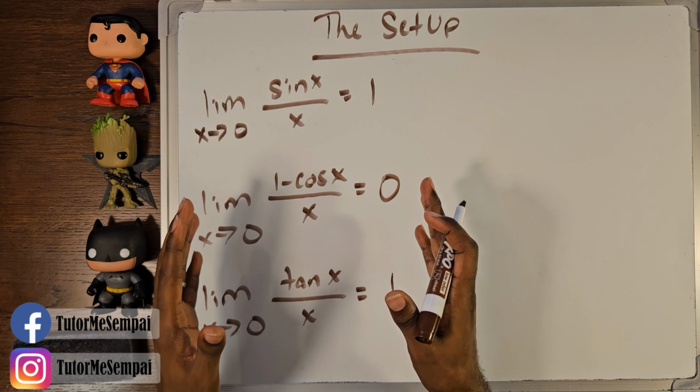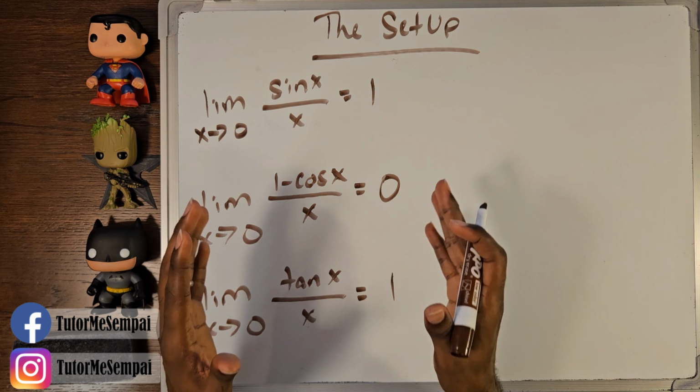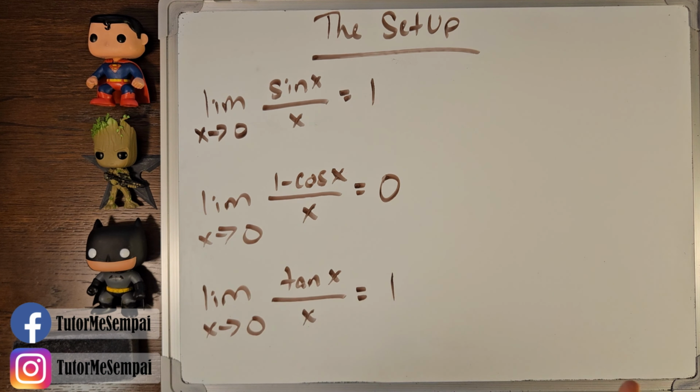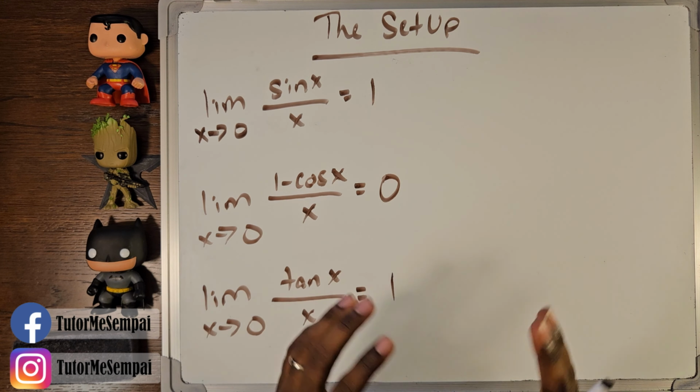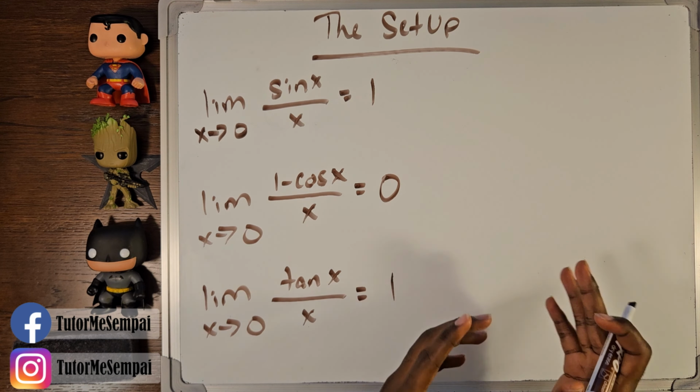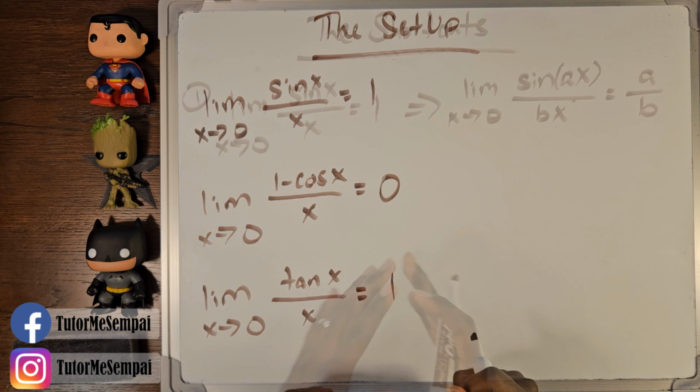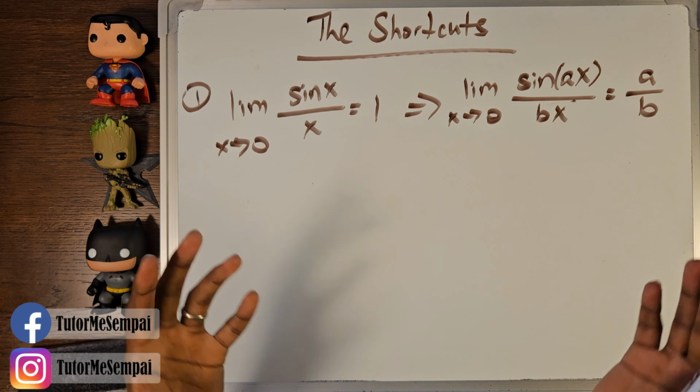Either you commit these to memory or you commit to finding these every time, because by knowing this, you'll be able to quickly answer a bunch more trig limits. So let's jump into those shortcuts. This is going to be the first shortcut that we're going to be covering.